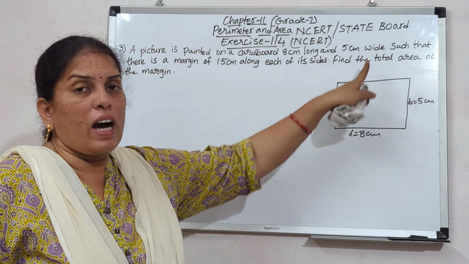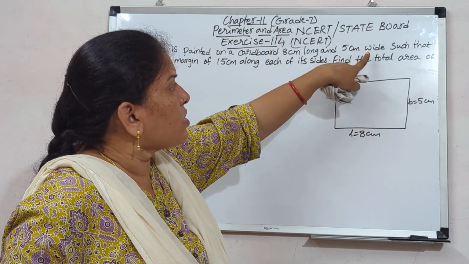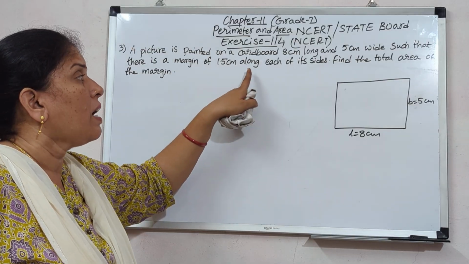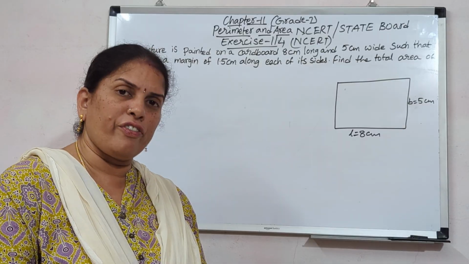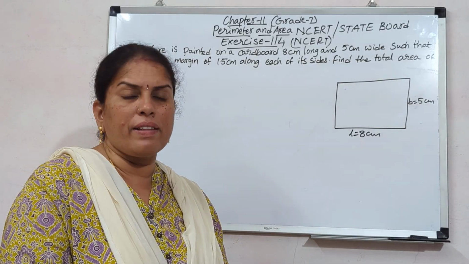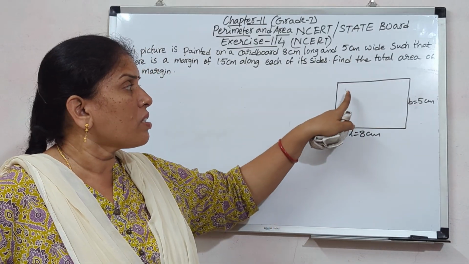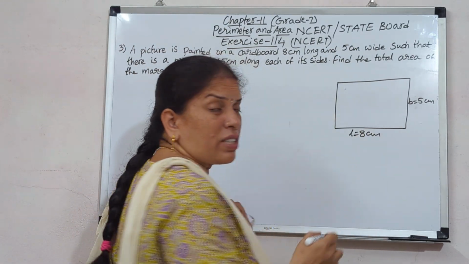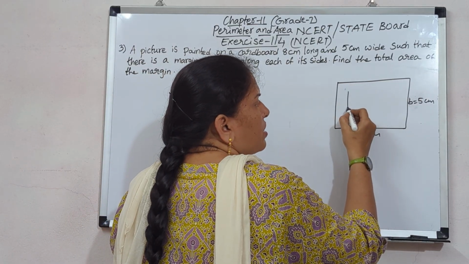Okay, this is a cardboard. In this cardboard, they drew a picture. Okay, 5 centimeters wide such that there is a margin of 1.5 centimeters along each of its sides. See here, children, while you are drawing a figure or writing in an exam or assessment, you can't write directly without any margins. So they also drew a margin along. That means inside. Inside or outside, where will we draw the margin? Inside only, no? So they drew a margin.